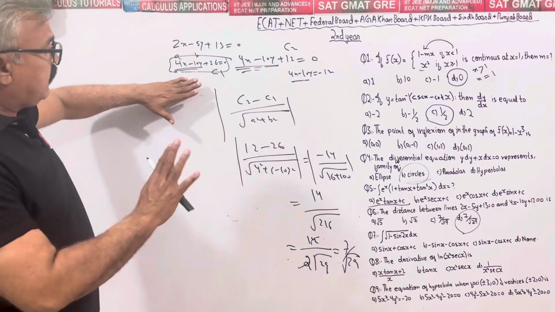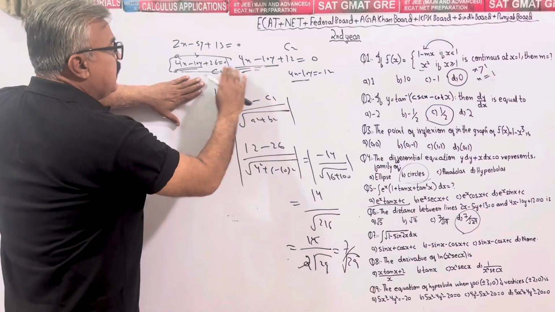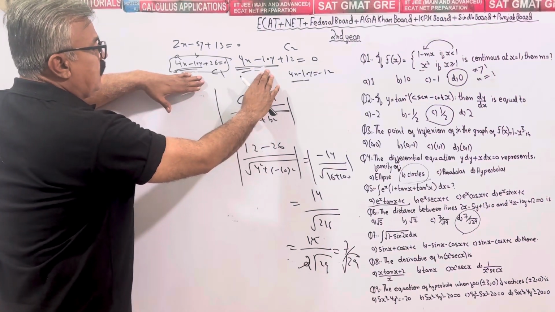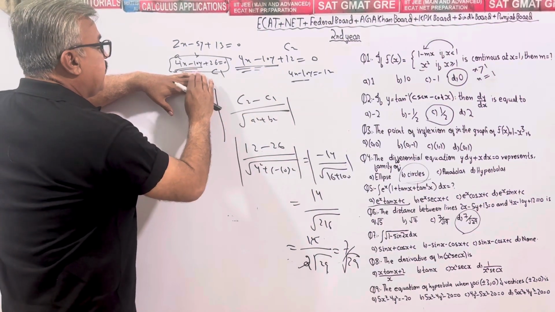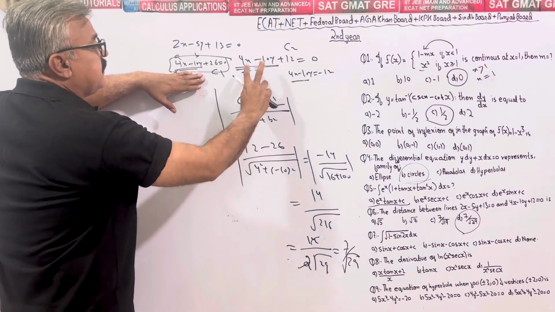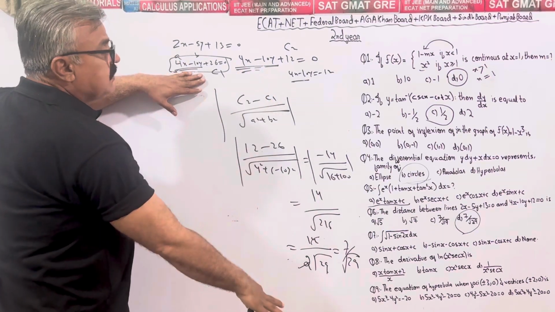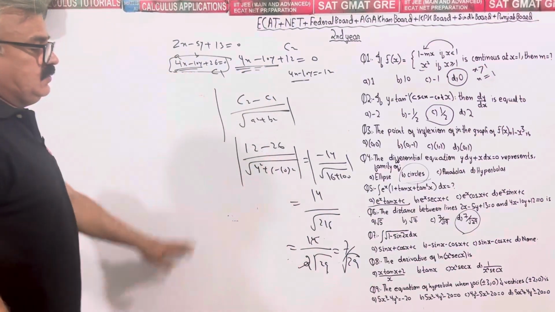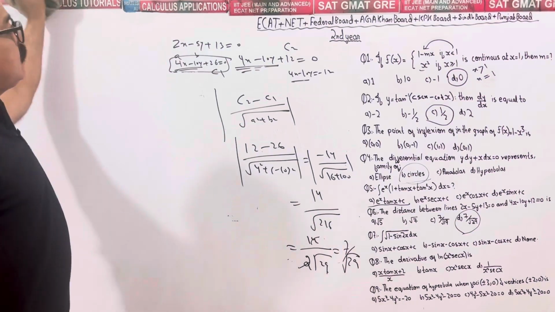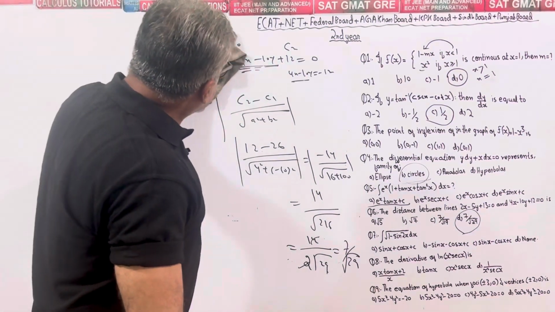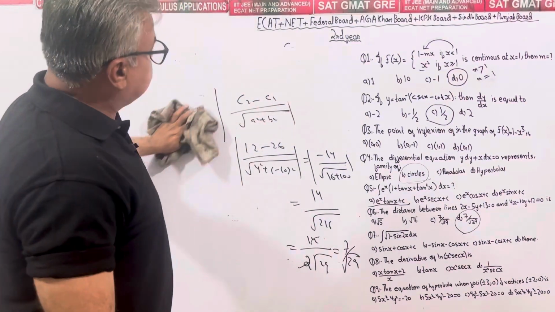Apply the distance from point to line formula, normally taking this or this. If you are taking this, find the value of 4x minus 10y from here. If you are taking this, find the value of 4x minus 10y from the second equation instead of the point, and you are going to get through. Okay, I think I've made my point, proceeding further.